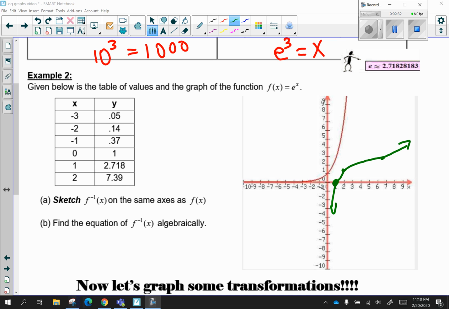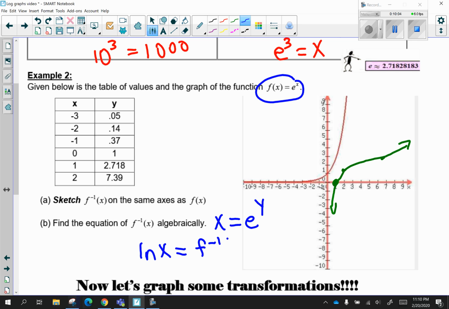Now it says to find the equation of f inverse of x. Well, if this is f of x equals e to the x, we can switch and write that as x equals e to the y. And then we know that if my base is e, then that would be ln. I don't have to write the base e, but ln of x equals y, or f inverse of x. So there's my equation.